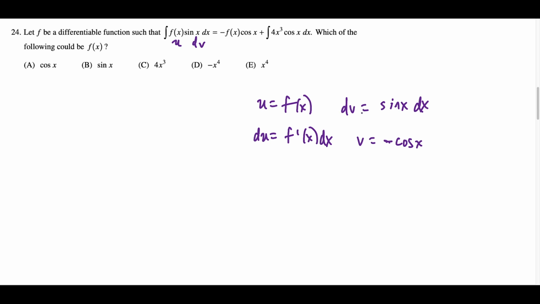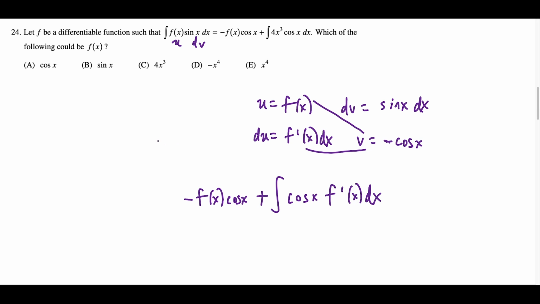So if we run it through the formula, notice we have u times v, and that's giving us, when we take this antiderivative, negative f of x cosine x, but then we have minus v times du, which is going to give us negative cosine x times f prime of x dx, and the minus minus changes this to a plus. And we have the integral of cosine x f prime of x dx. So once again, we're just using the general formula for integration by parts here, that it's equal to u times v minus the integral of v du.